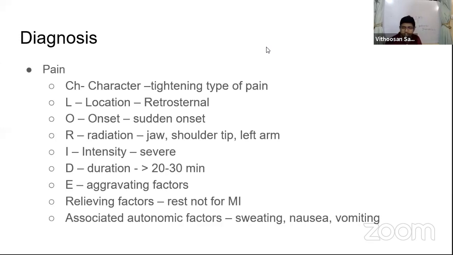One of the basic teachings is, whenever there is a clinical thing with acute onset, the vascular event should come first. So here, we all know this comes with chest pain. This myocardial infarction will come with chest pain.